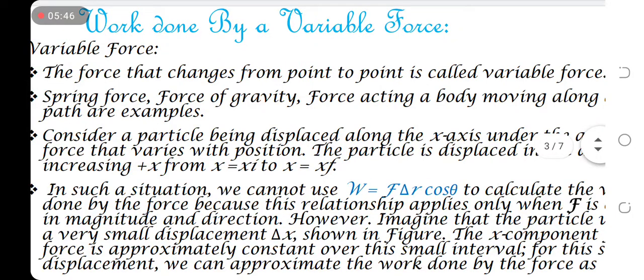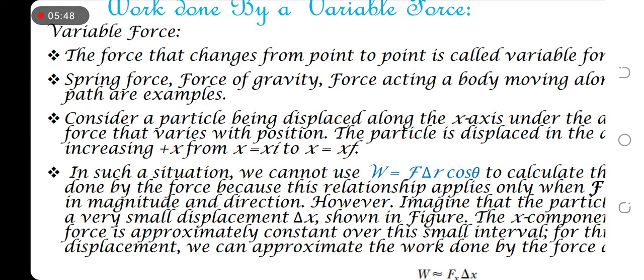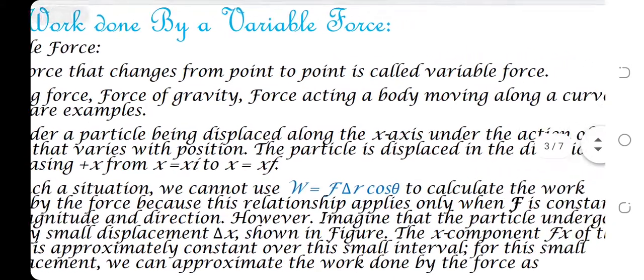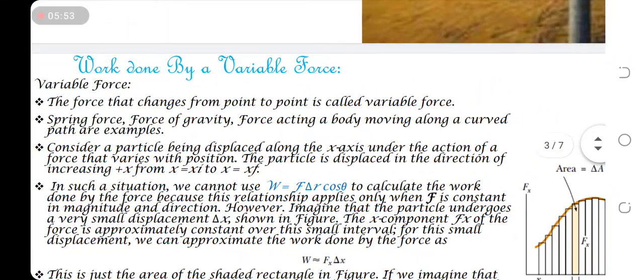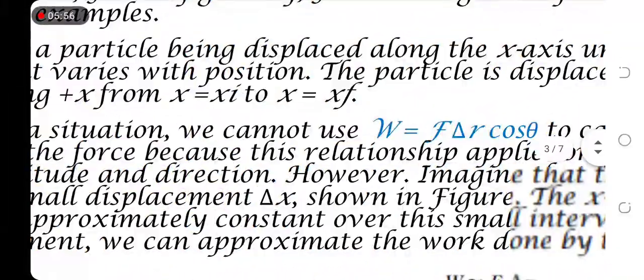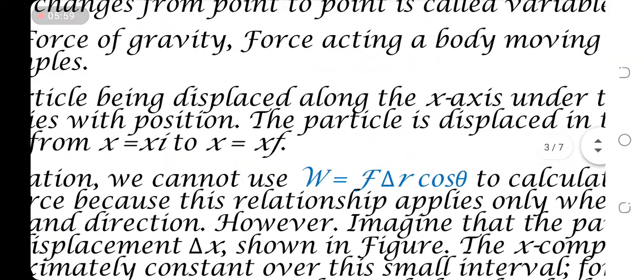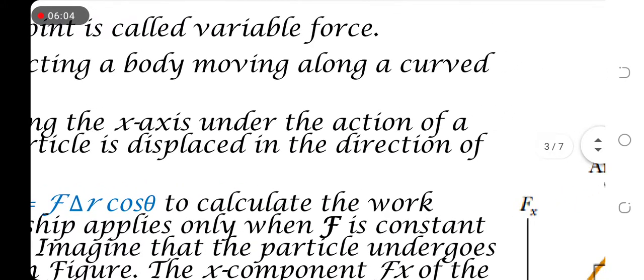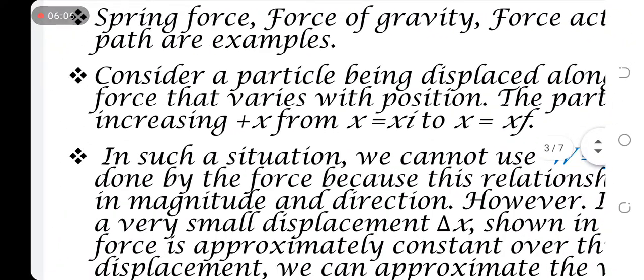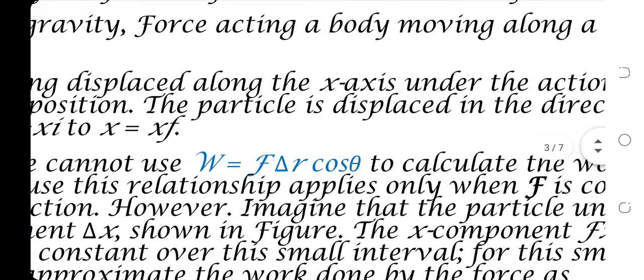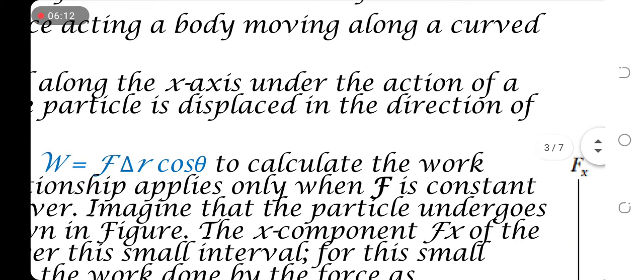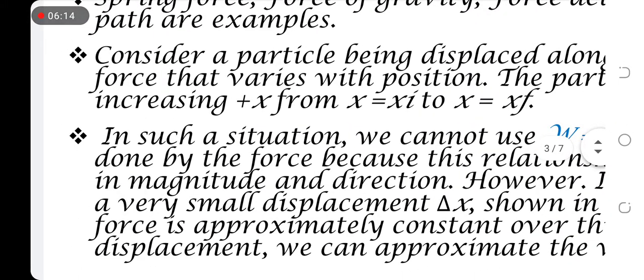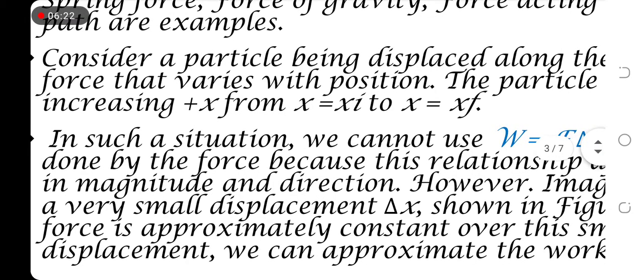So, we will find the work done by a variable force. For this, consider a particle being displaced along the x-axis, horizontally, under the action of a force that varies with position. The particle is displaced in the direction of increasing positive x, from x equal to xi to x equal to xf.